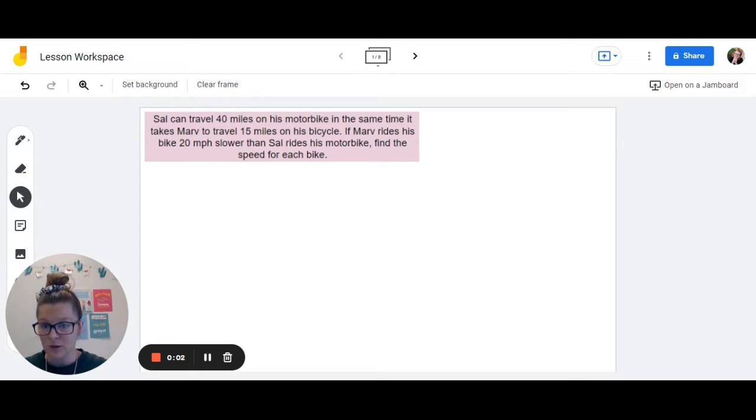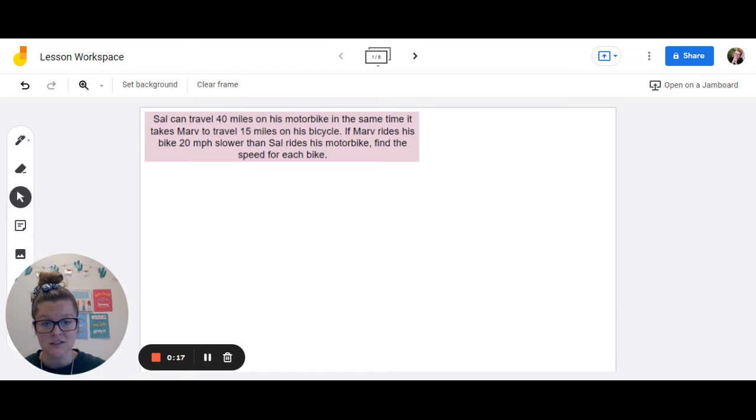Alrighty, y'all. We have this word problem. It is a distance, rate, time word problem. I'm going to read it really quick. It says Sal can travel 40 miles on his motorbike in the same time it takes Marv to travel 15. If Marv rides his bike 20 miles per hour slower than Sal, find the speed for each bike.